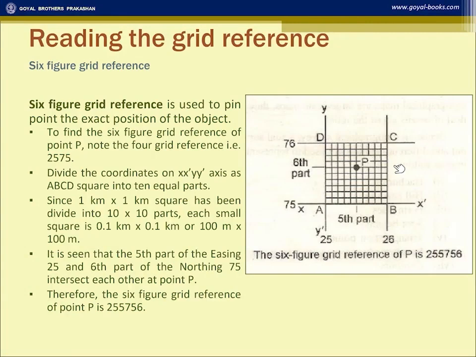You have to really practice this to get the correct six-figure grid reference. Sometimes in the examination, they give the six-figure grid reference and ask you to locate or identify the conventional sign given there. So, you have to be familiar with the six-figure grid reference. Here, it is given to find the six-figure grid reference of point P.